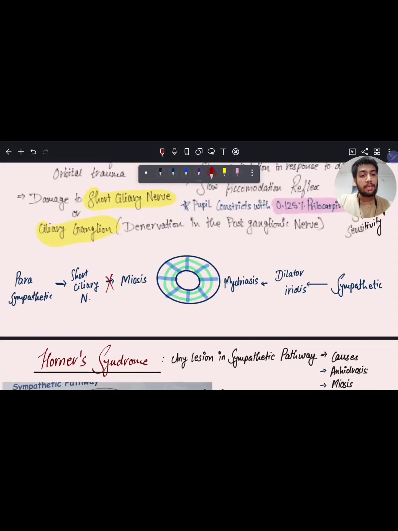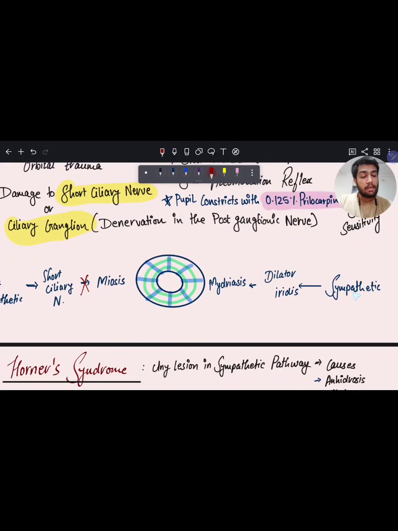and that's why the sympathetic activity takes over. The sympathetic nerve supplies the muscle called the dilator iridis, which causes mydriasis, which is known as dilation of the pupil. And this dilator iridis muscle is arranged radially, and it is known to cause dilation of the pupil, right?